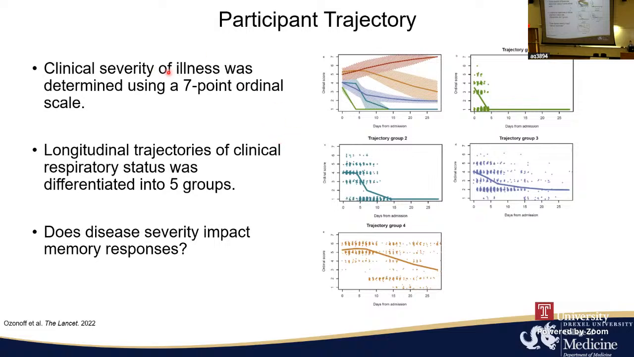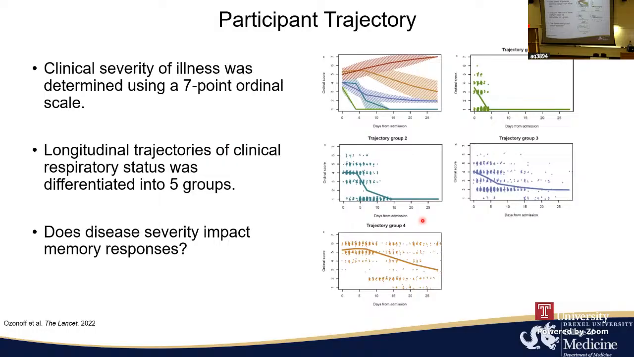So patient trajectories were established, and these were established during the acute phase of hospitalization, so during the first 28 days. And the severity of illness was determined using a 7-point ordinal scale. And then from this, they were differentiated into 5 different groups. So we had trajectory 1 to trajectory 5.